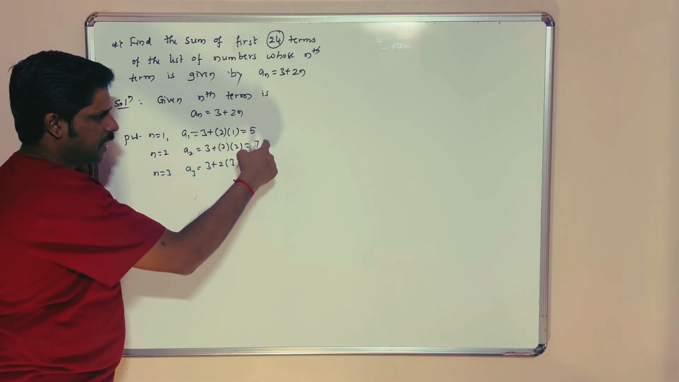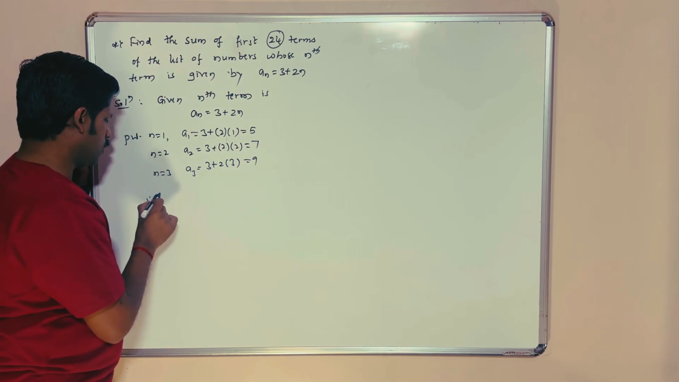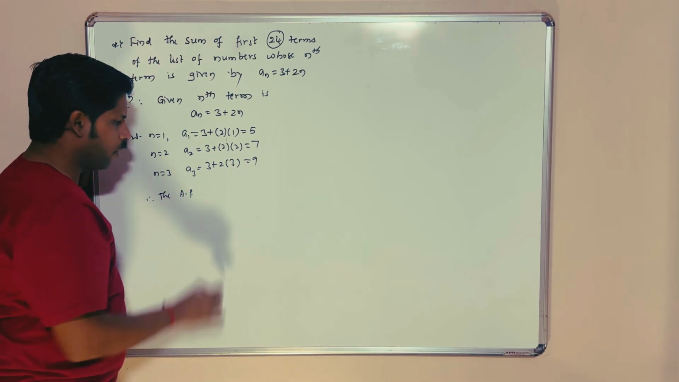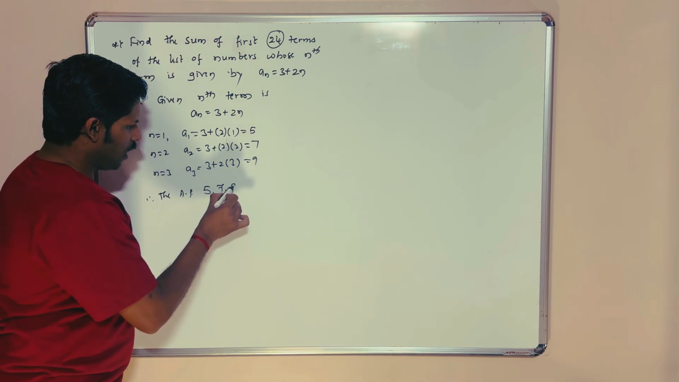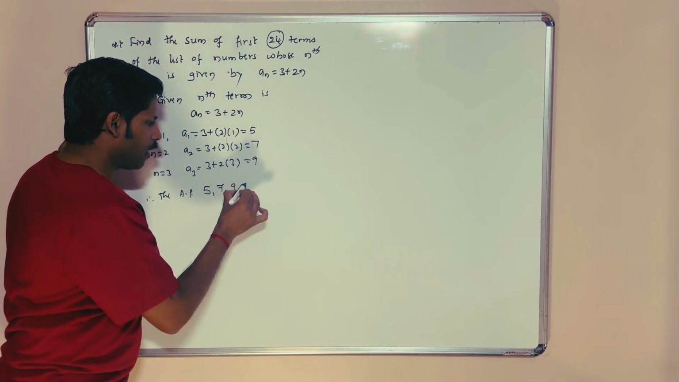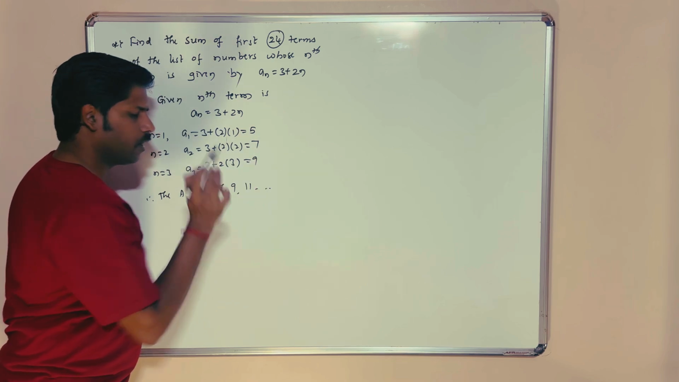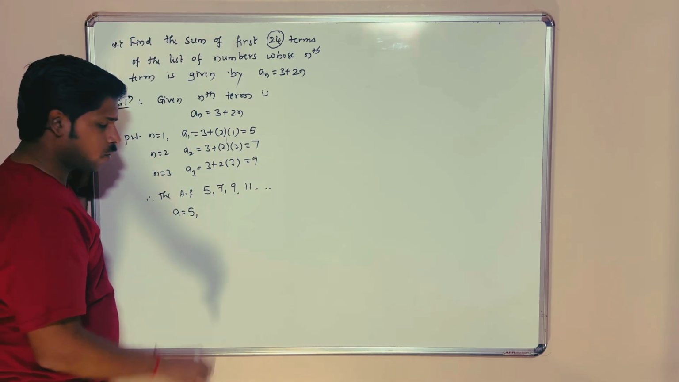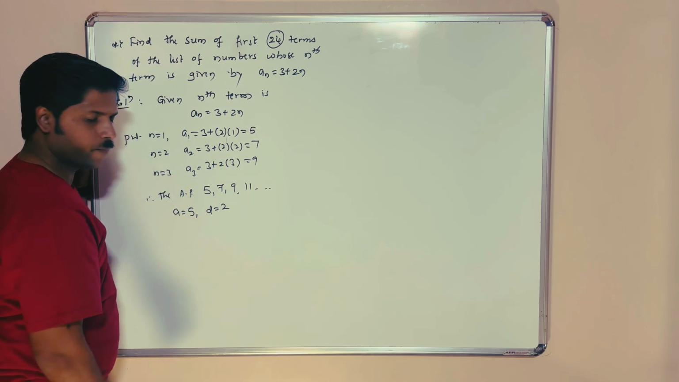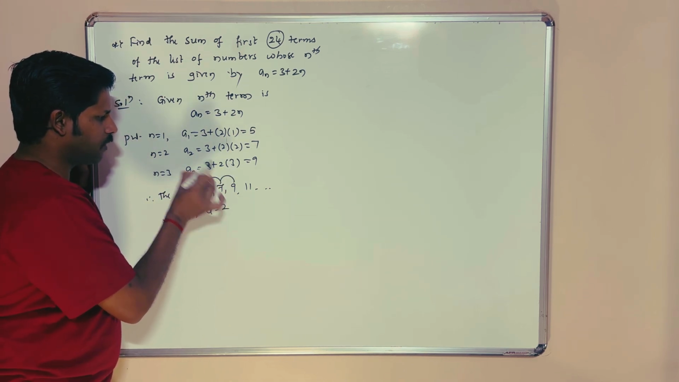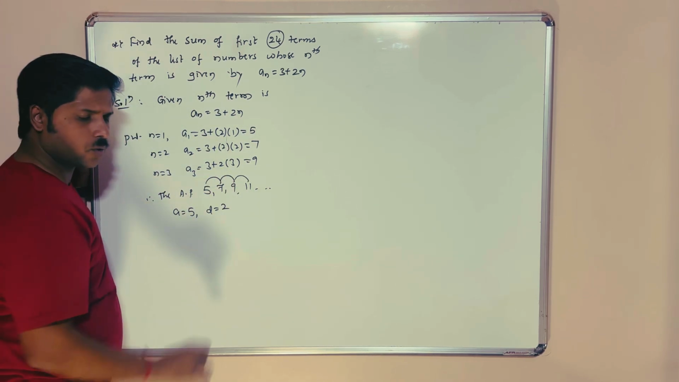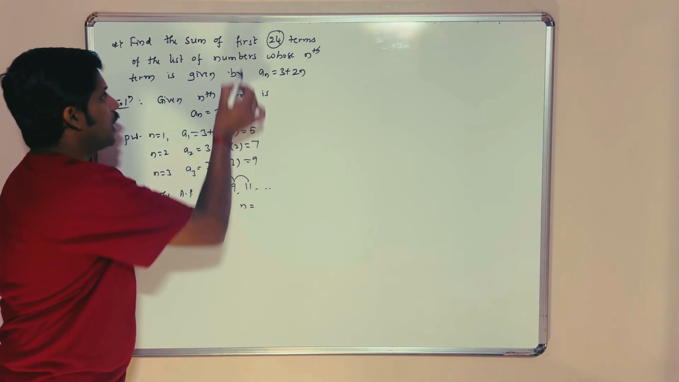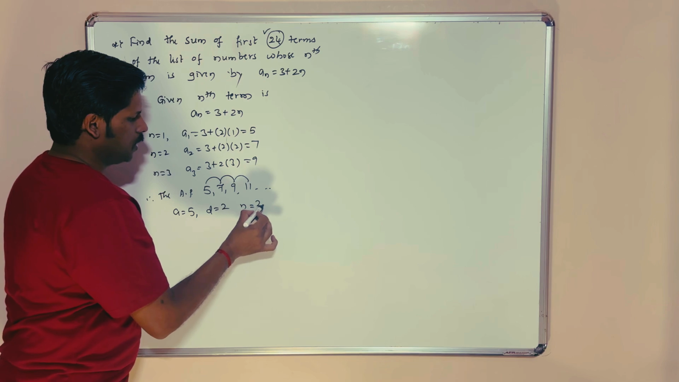Now observe the pattern 5, 7, 9. So therefore the AP is 5, 7, 9. Next number will be 11 and so on. Right? Now here a is equal to 5, first term is 5. What is the common difference here? 2. Because 7 minus 5 is 2, 9 minus 7 is 2, 11 minus 9 is also 2. So therefore common difference is 2. And what is n here? Here n is given, that is the 24th term. So n is equal to 24.